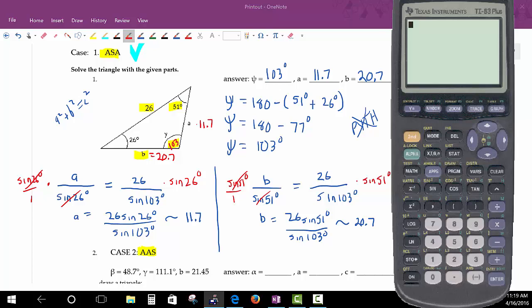I'm going to pick a side. I'm going to start with 26, and I'm going to divide that by the sine of the opposite angle, and I'm going to get the answer. Then I'm going to move around the triangle. Let's go to another side. Let's go to 11.7 and divide that by the sine of the opposite angle and see if we get the same. And we do. Then take your other side, 20.7, and divide that by the sine of 51.